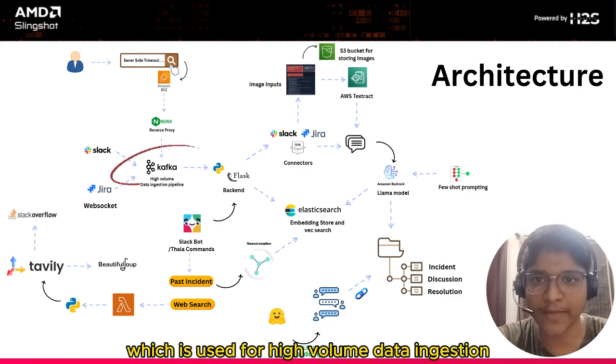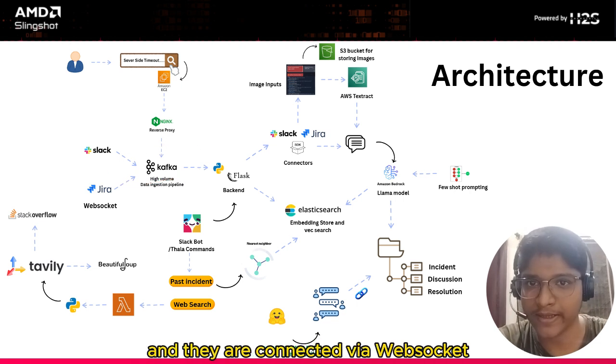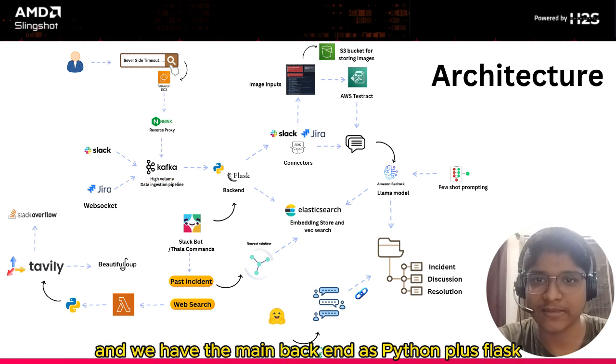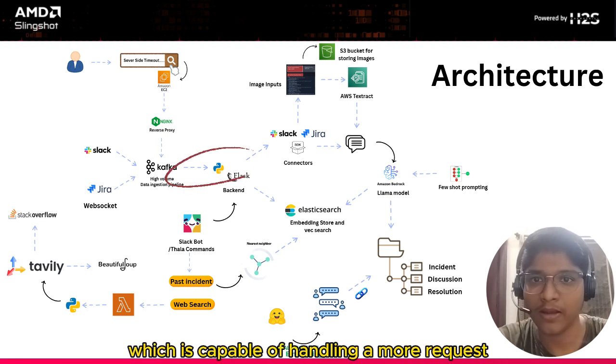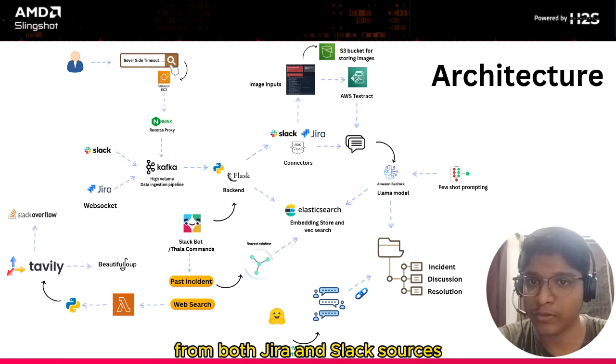We have Kafka, which is used for a high-volume data ingestion pipeline from different sources. Here they are Slack and Jira, and they are connected via WebSockets by their SDK providers. And we have the main backend as Python plus Flask, which is capable of handling more requests. And we are capable of handling both text and imagery data from both Jira and Slack sources.